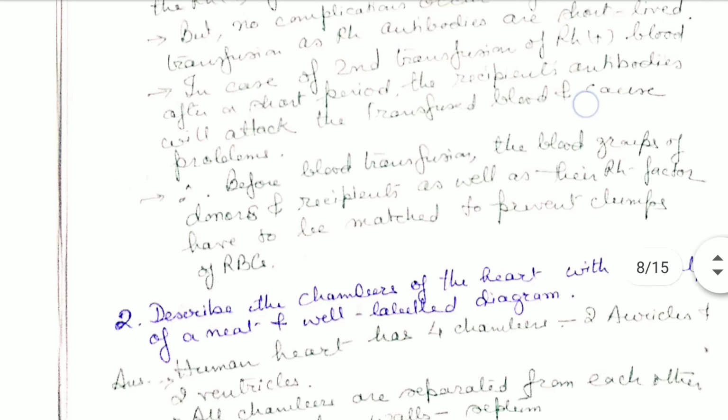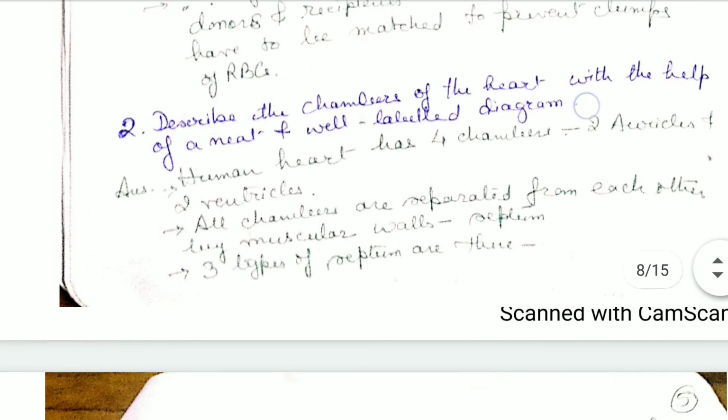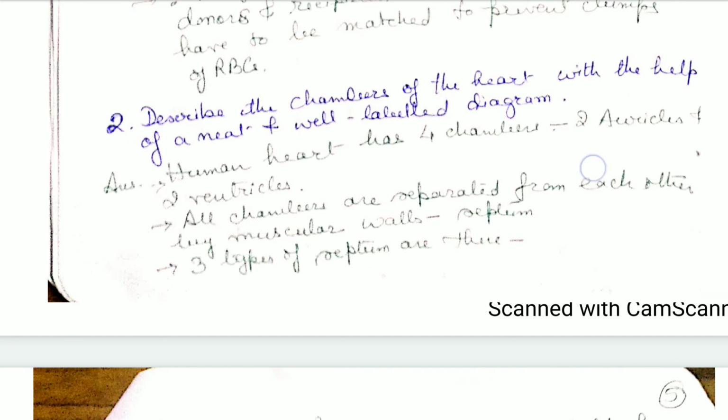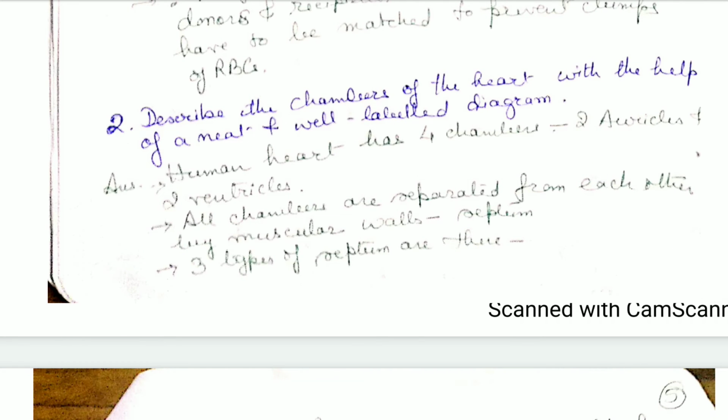Okay. Now, describe the chambers of the heart with the help of a neat and well-developed diagram. See, the human heart has 4 chambers, 2 auricles and 2 ventricles. The auricles are the upper chambers and the ventricles are the lower chambers, and all the chambers are separated from each other by muscular walls, that is septum.